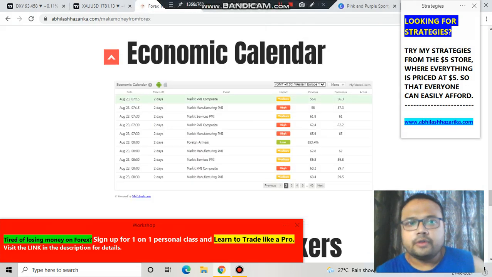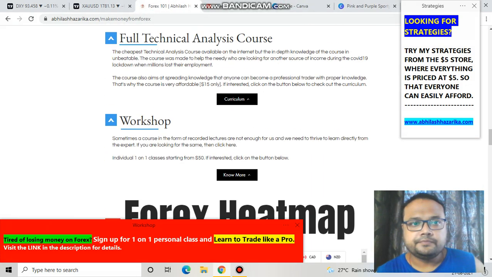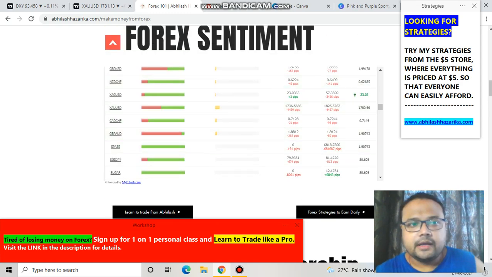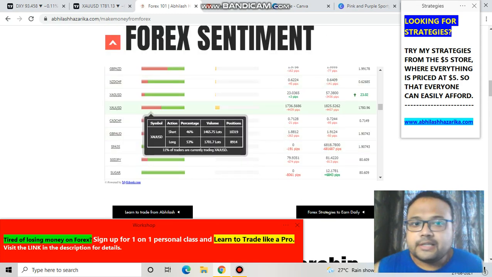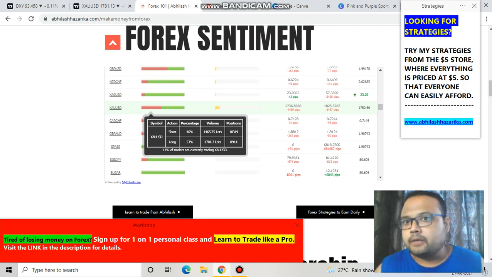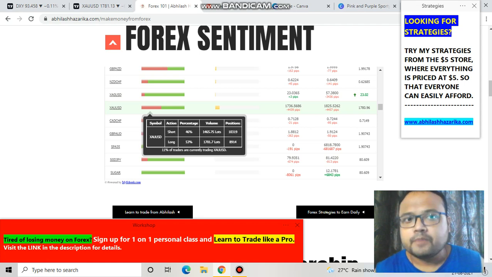If we go to the sentiment meter here, this is the Forex sentiment meter, and you can see that 46% of retail traders have taken a short position and 53% have taken a long position. So 46% are thinking that the market will be going down and 53% are thinking that the market will be going up. Retail traders are also very confused right now. They are also not sure whether the market will go up or down, because we are not getting a clear-cut sign from them.